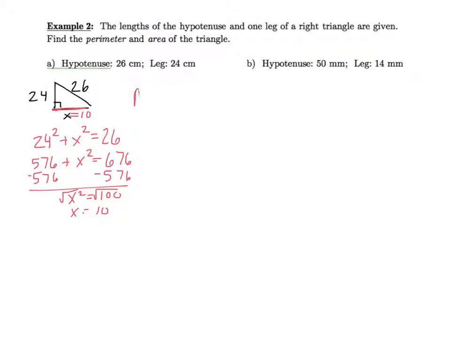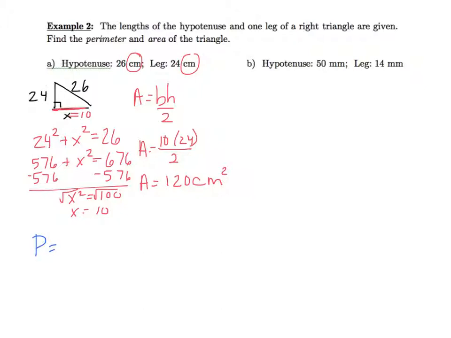Since I've been starting with area, we'll just continue starting with area. Base times height divided by 2. My base is 10. My height is 24 divided by 2, which equals 120. And they actually give me a unit, so I need to use that unit, and I need to square it because I'm talking about area.